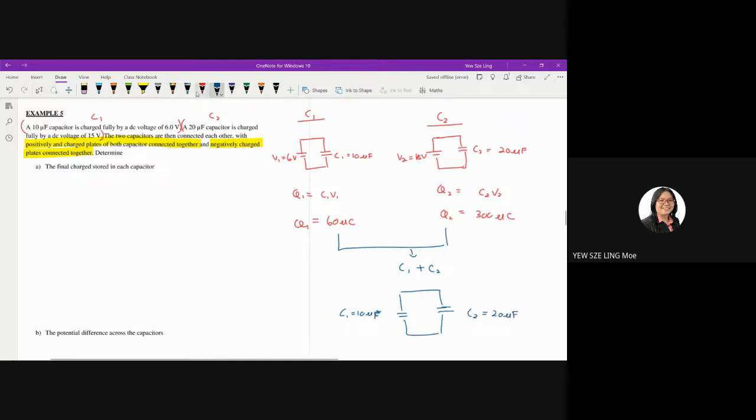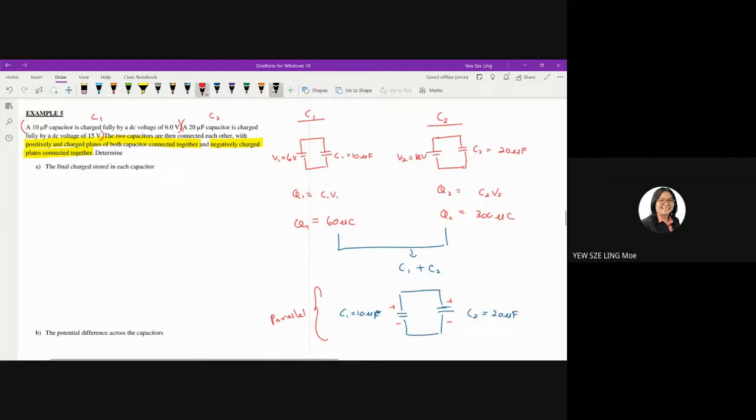If you look at the question now, it tells you positive facing positive, negative facing negative. Why is it so important to know which plate is being connected to which one? Well, it will tell you whether they are in series or in parallel. Same terminal being connected to same terminal, this is parallel. If you connect positive to negative, then that would be a series circuit.